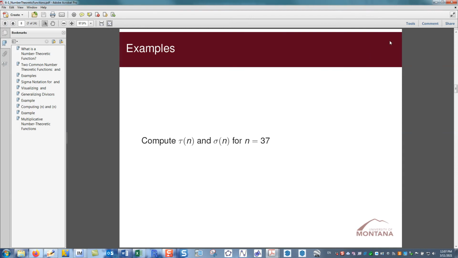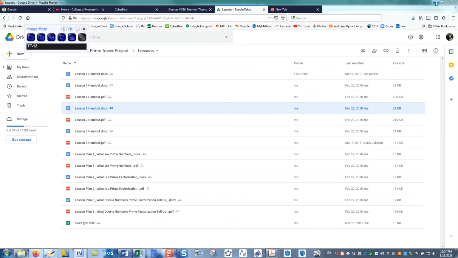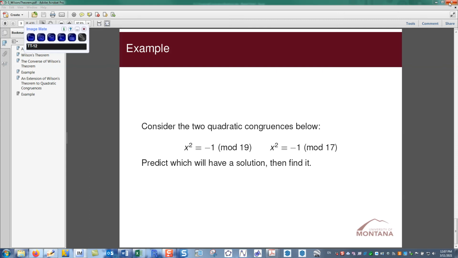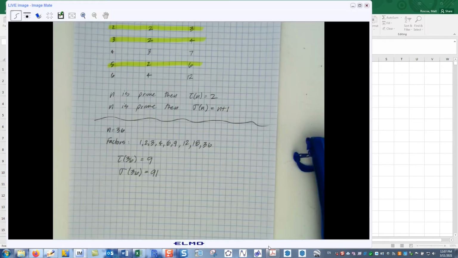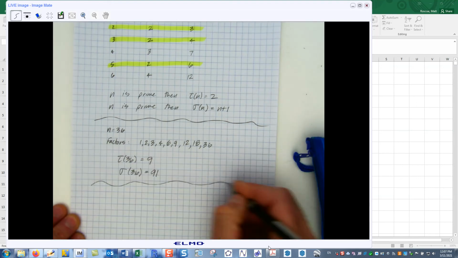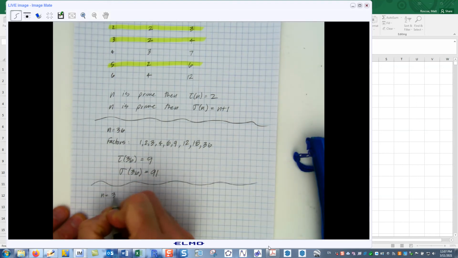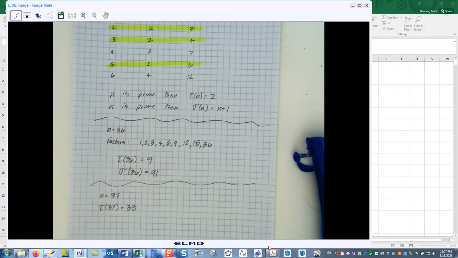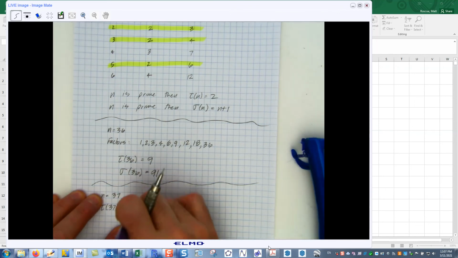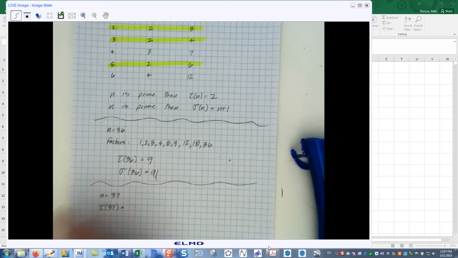How about one more? What if we did 37 as a contrast? So if n is equal to 37, then the factors are just 1 and 37. So tau of 37 is just equal to 38, right? Sorry, that's sigma. I mean tau of 37 is just 2, and sigma of 37 is 38.